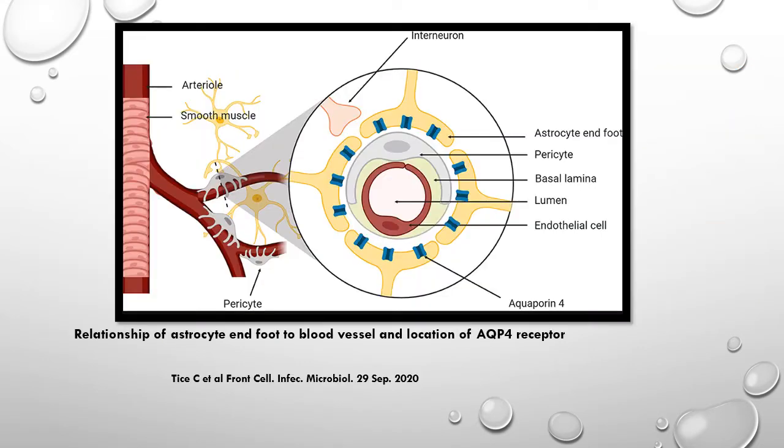This is a figure showing the relationship of the astrocyte end feet to the blood vessel and the location of the aquaporin 4 channel.